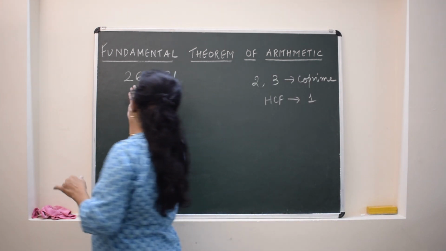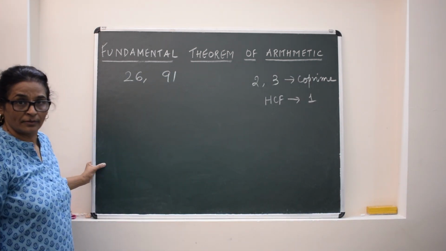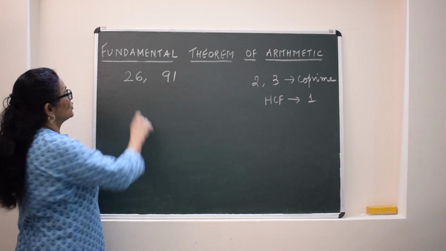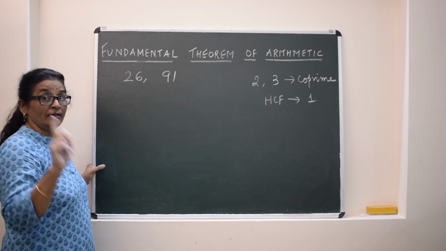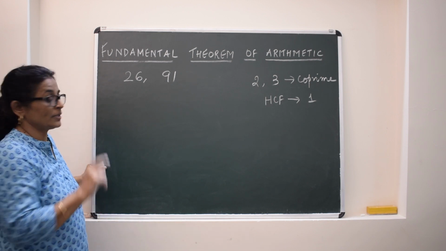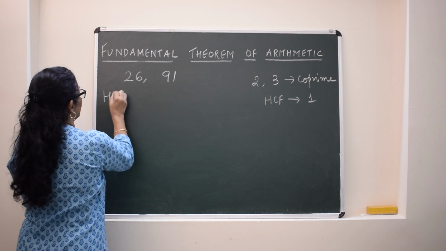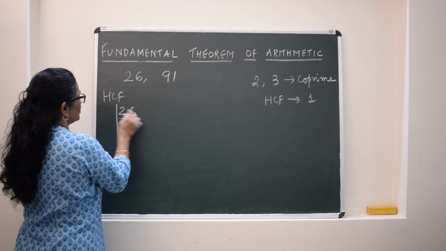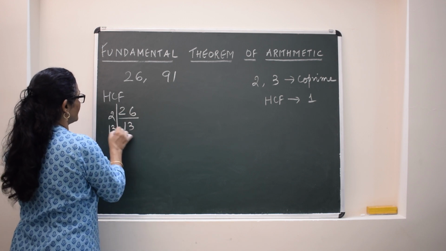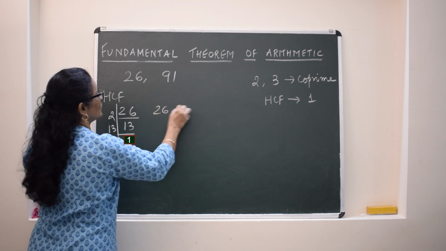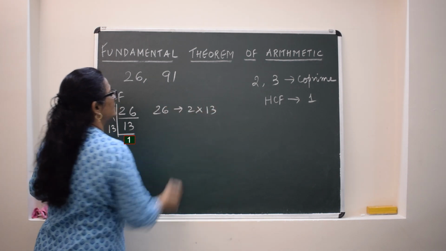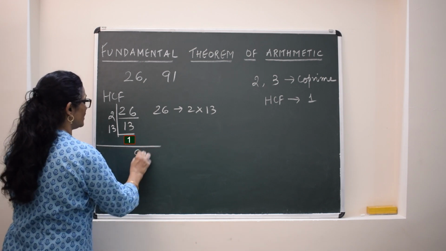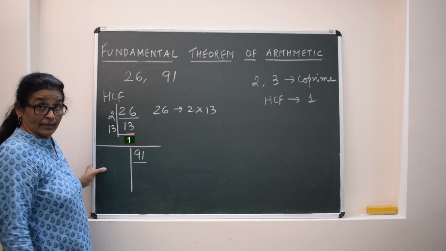Here 26 comes in the table of 13 also, so it's a composite number. 91 also comes in the table of 7, so they are not co-prime. So we have to find the HCF and LCM of these two numbers. First, for HCF, we will find the prime factors of 26 and write them in front of the number. So 26 can be expressed as 2 into 13. Similarly, we will find the prime factors of 91.